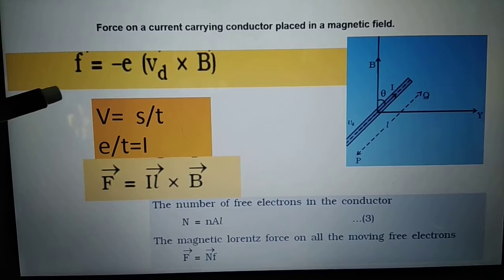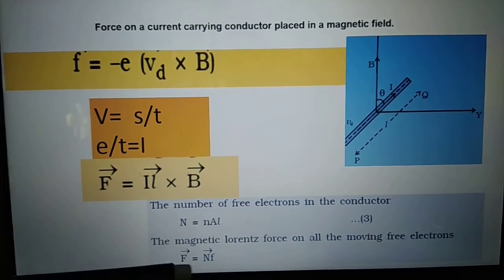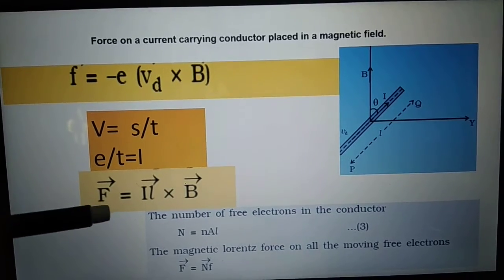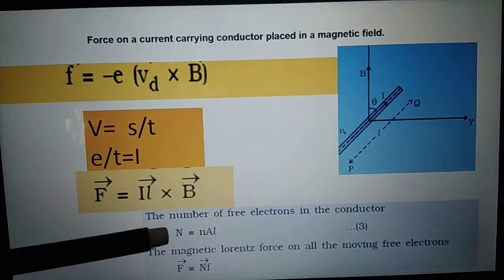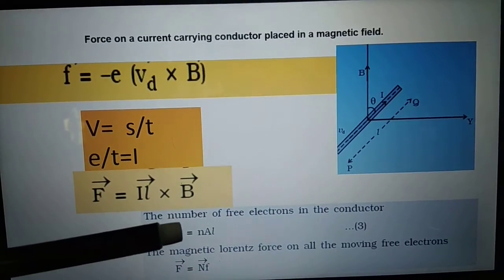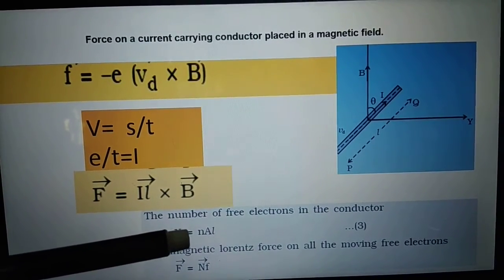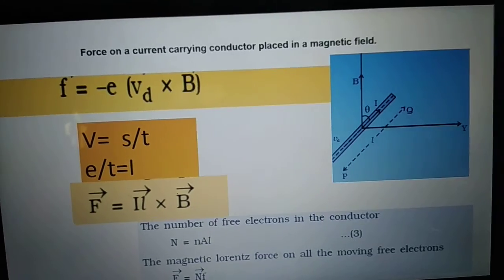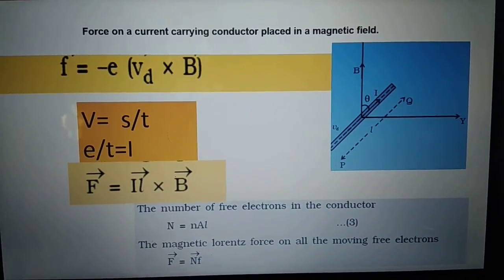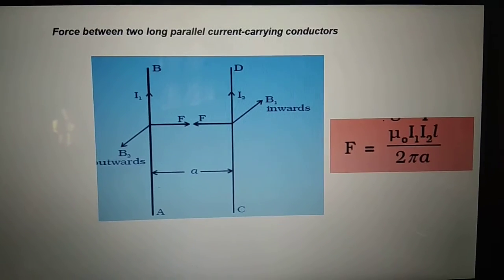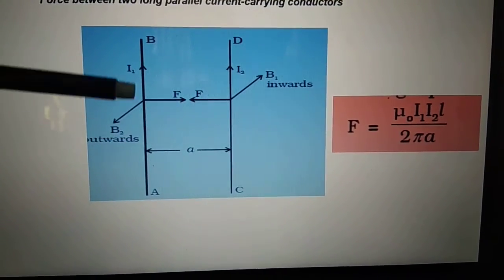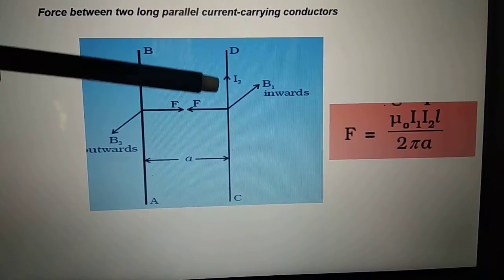Here you must have noticed, here I wrote small f, here I wrote capital F. So when you are calculating total magnetic Lorentz force, you are supposed to multiply this force by n, which is number of electrons, area into length. This extra thing should come while solving numerical problems. Next is, we are talking about the same thing, that any current carrying wire will act like a magnet.